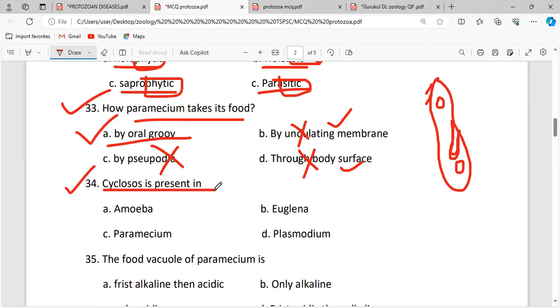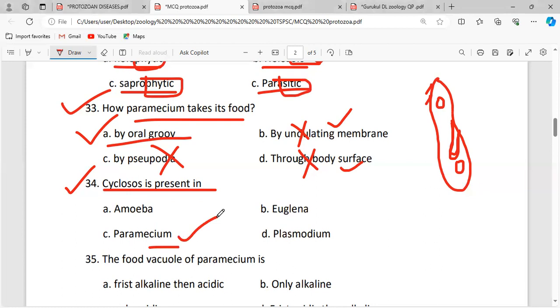And cyclosis is present in. Cyclosis again, it is present in the paramecium.